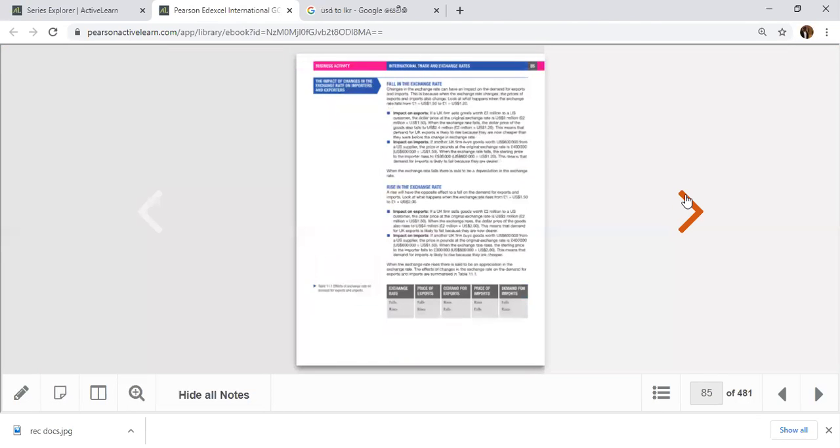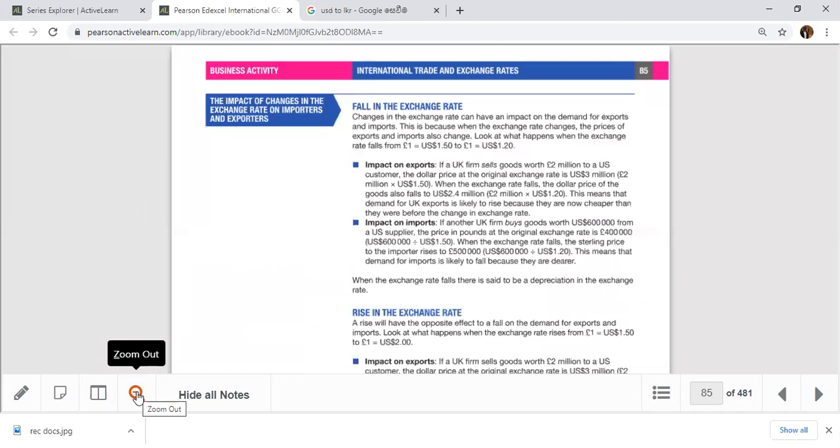Let's move on. This is a currency conversion topic. It's not that difficult. It's basic calculation, multiplications and divisions only. Let's move on to the other parts.